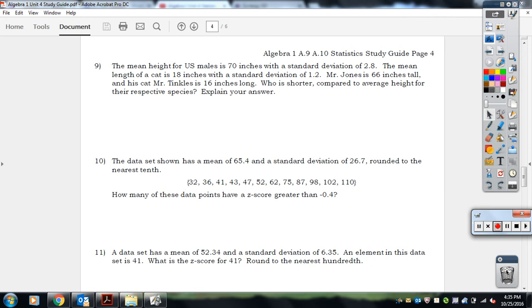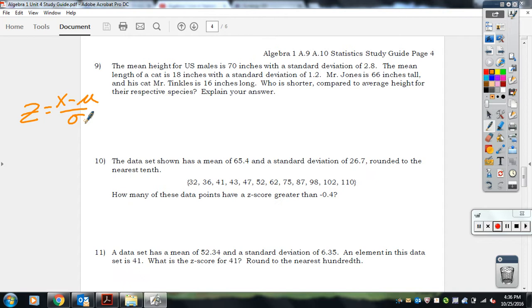This is part 2 of the Algebra 1 Statistics Study Guide. We've already talked about box and whisker plots, mean absolute deviation, variance, and standard deviation, and started to delve into z-scores. Z-scores are the number of standard deviations away from the average something is. The formula is z equals x minus mu all over sigma. The more z-scores you are away, the less likely something is to happen.